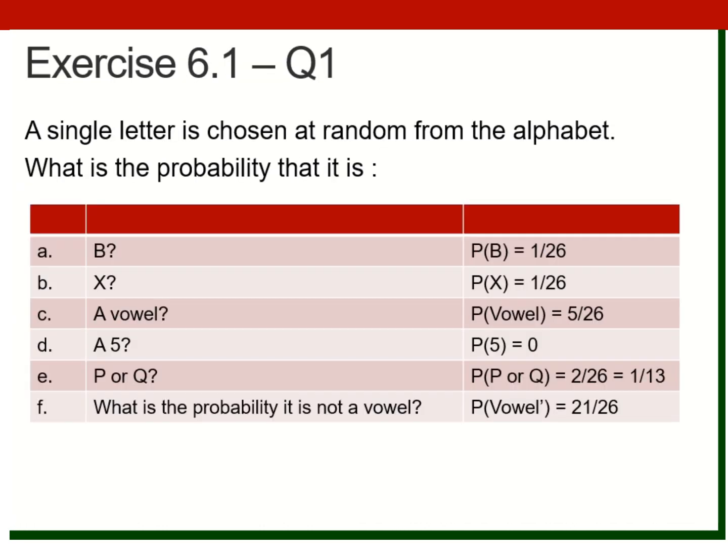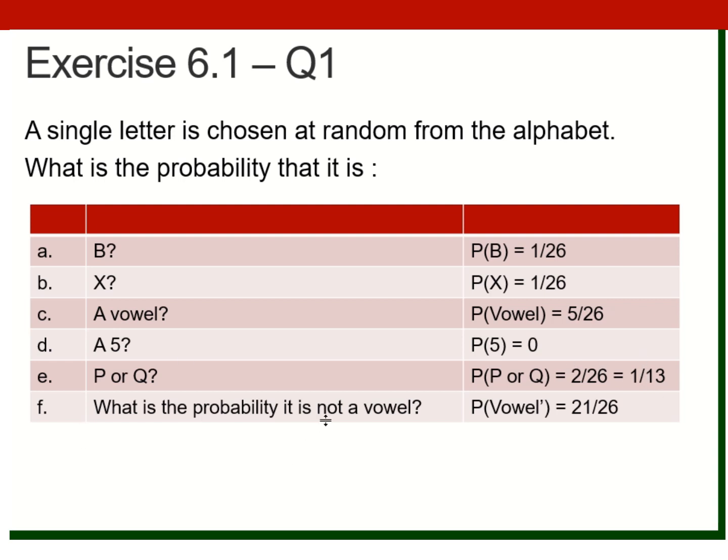Okay, so let's try exercise 6.1 now. A single letter is chosen at random from the alphabet. What is the probability that it is a B? 1 out of 26. X, 1 out of 26. Vowel, you have 5 vowels out of 26. A 5, the probability of getting a 5, 0. P or a Q, 2 out of 26. Total will be 1 out of 13.